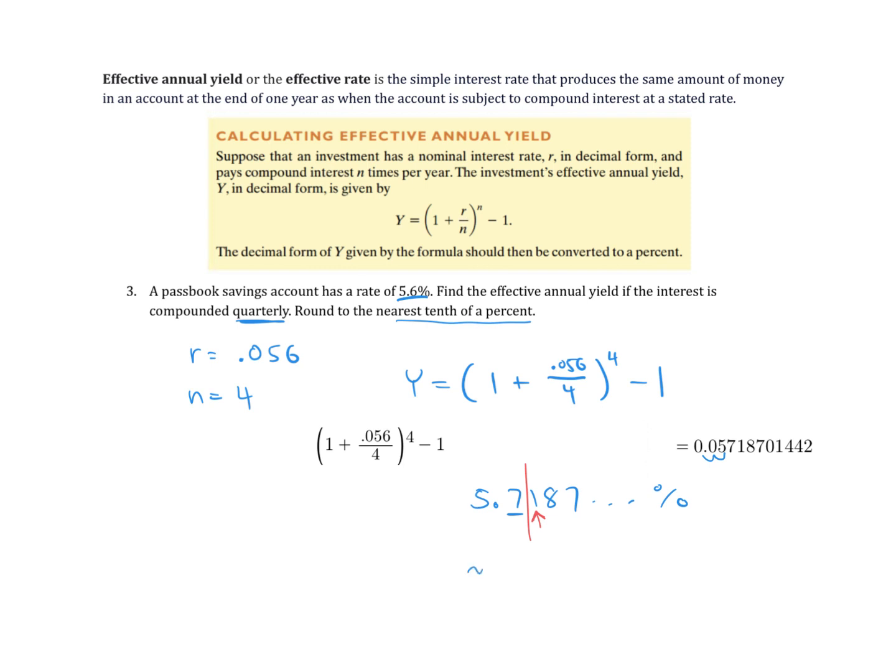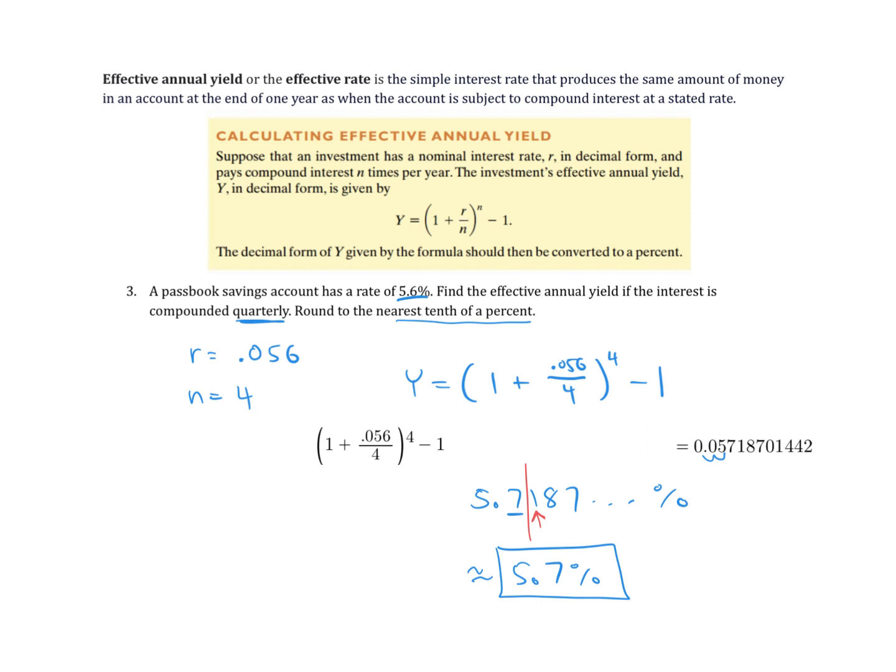So we get about 5.7%. And again, what this means is this is a simple interest rate that would give you the same yield in 1 year that a compound interest rate of 5.6 compounded quarterly would give you. So we are equating that compound interest rate to what simple interest rate would give you the same yield at the end of a year.